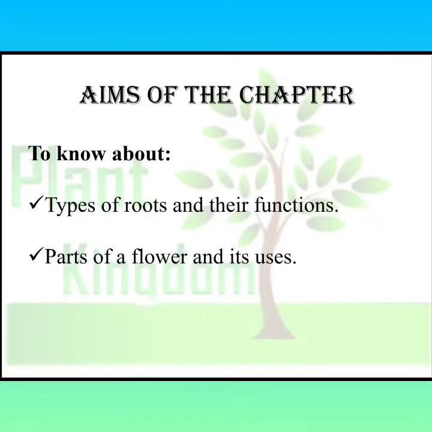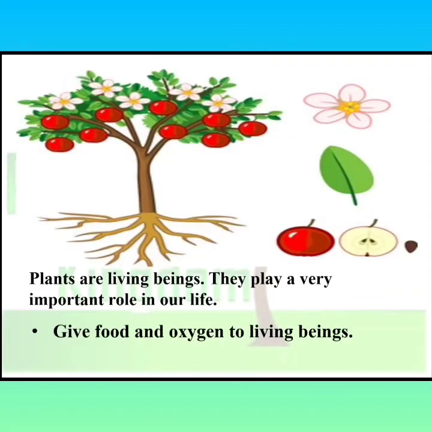In this chapter, we are going to read about the types of roots and their functions and parts of a flower and its uses. Plants are living beings. We all know that plants are living beings and they play a very important role in our life. They give us food and one of the most important things, that is oxygen to live.